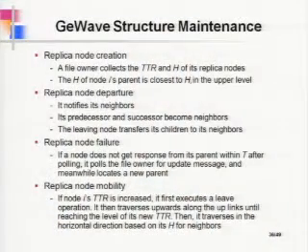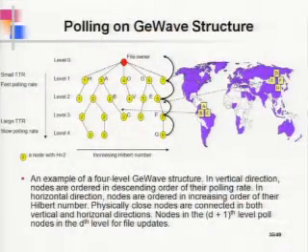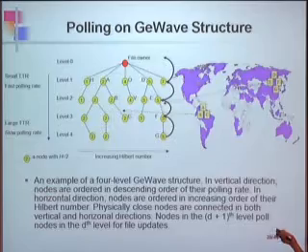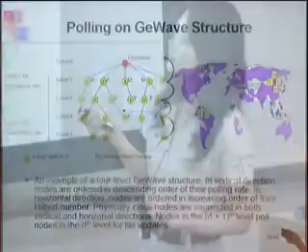Now let's see the GeWave structure maintenance. Actually, the file owner is controlling the nodes. It will collect the information, including TTR and H of its replica nodes, and then locate the replica node in the tree. For replica node departure, the node will notify its neighbors, predecessor and successor, that it's leaving. And the leaving node transfers its children to its neighbors. For example, if 2 leaves this tree, it will transfer its children to its neighbor 2 here.